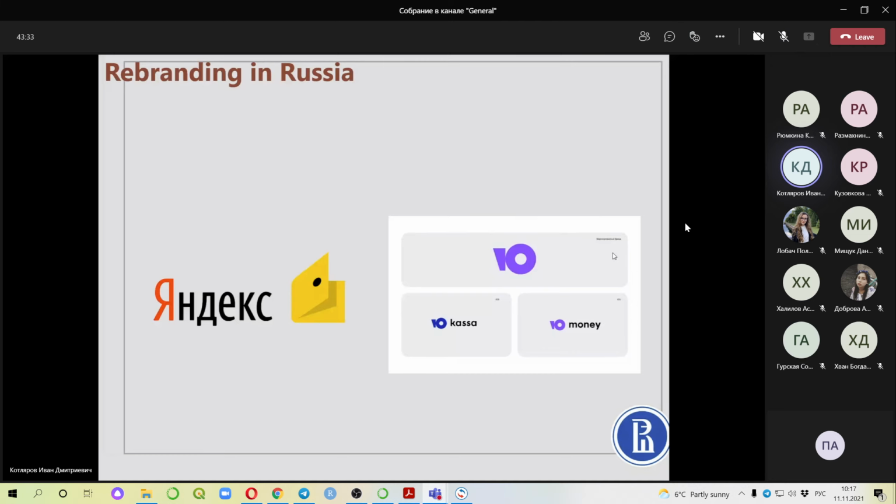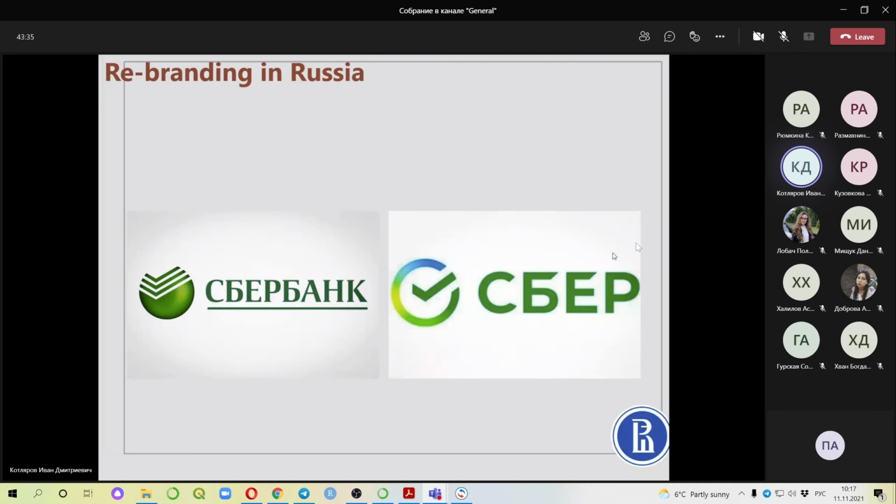So let's continue. Now, probably the most famous example of rebranding in Russia. This rebranding took place one year ago, from Sberbank to Sber. Guys, what can you say about this change in logos? Do you have any ideas? Do you have any psychological connotations?